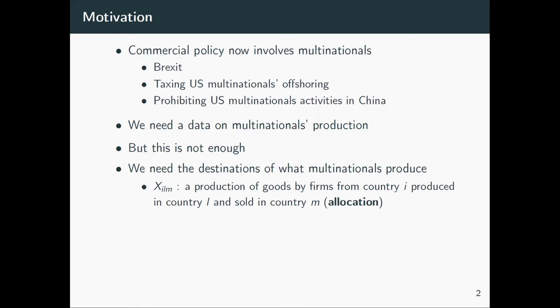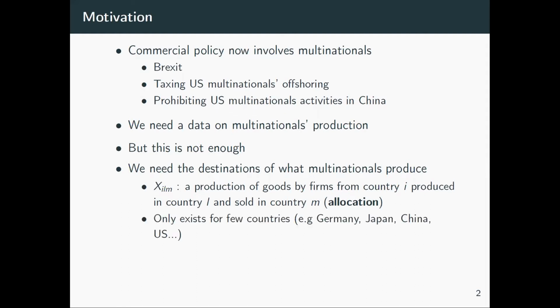I represent this by a triadic figure, which I'm going to call allocation, noted as X. Here, XILM is the production of goods by a firm from country I, produced in country L, and sold in country M. In this example I explained, if you know where US affiliates in China sell to, we can figure out the impact of the policy.